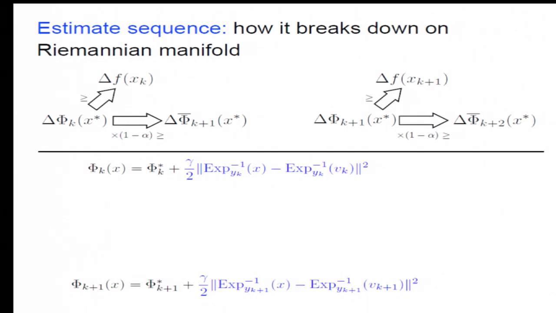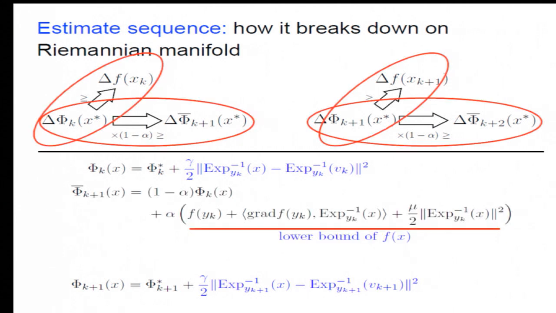Then how does it work on Riemannian manifold? We can start with the same construction of phi k, and then construct the phi bar k plus 1 by a convex combination of phi k with the lower bound on f. So everything seems to be going well. We have this shrinking of delta phi k. We also have an upper bound of f by phi. However, here comes the problem.